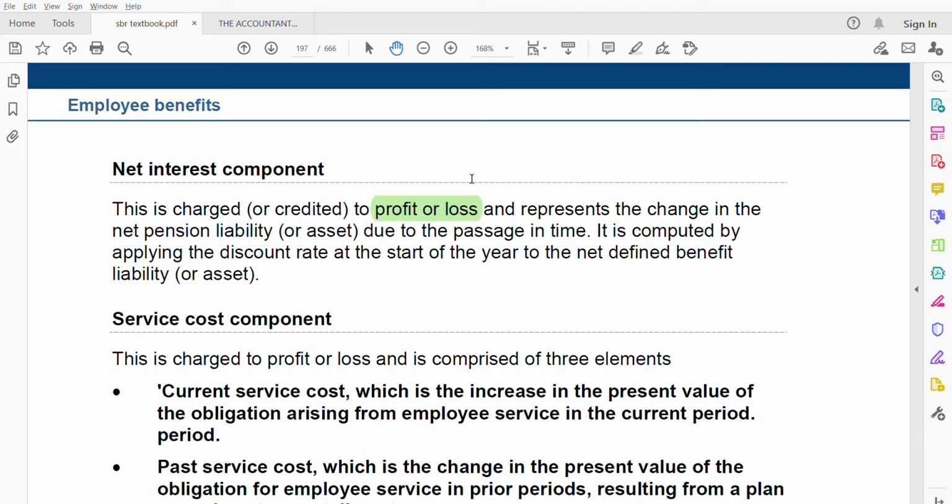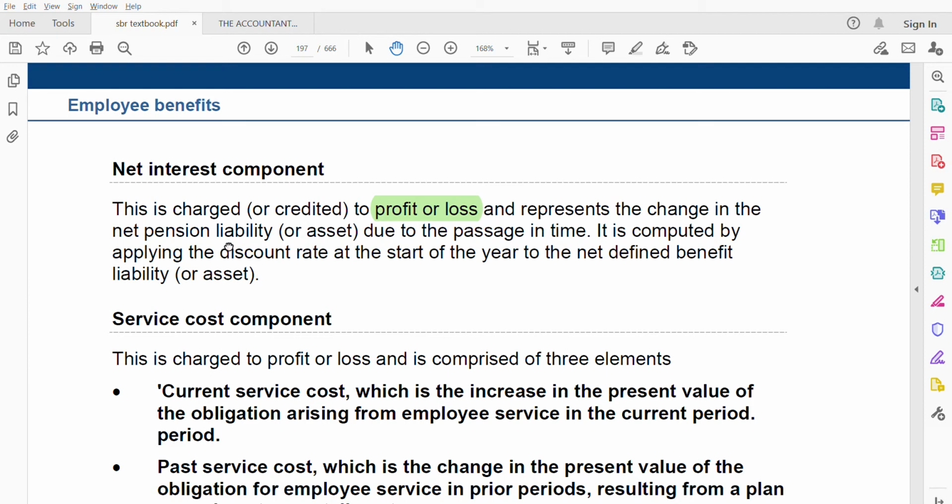It's like a finance cost. It represents the change in the net pension liability or asset due to the passage of time. It is computed by applying the discount rate at the start of the year to the net defined benefit liability or asset.